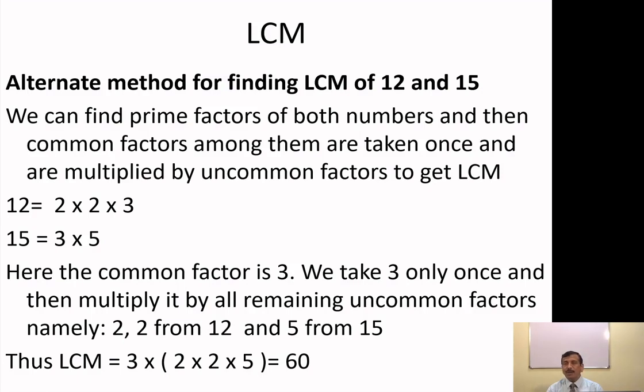15, again we go for prime factors, and the prime factors are 3 into 5. You can look at the factors. Here the common factor is 3. We take 3 only once and then multiply it by all the remaining uncommon factors, namely 2 and 2 from 12 and 5 from 15. So the LCM becomes 3, which is a common factor, multiplied by the product of all uncommon factors, that is 2 into 2 into 5. Thus the LCM becomes 60. This is another method.